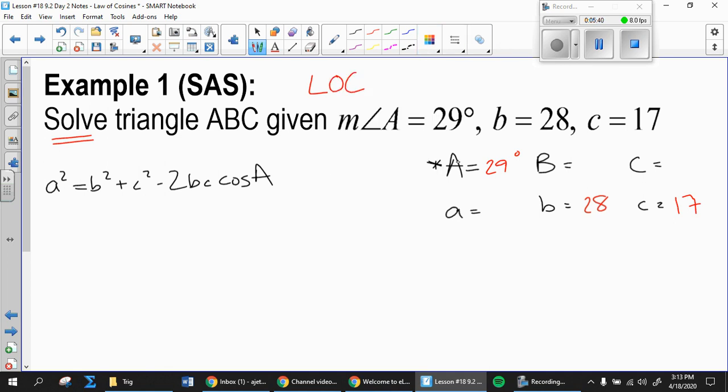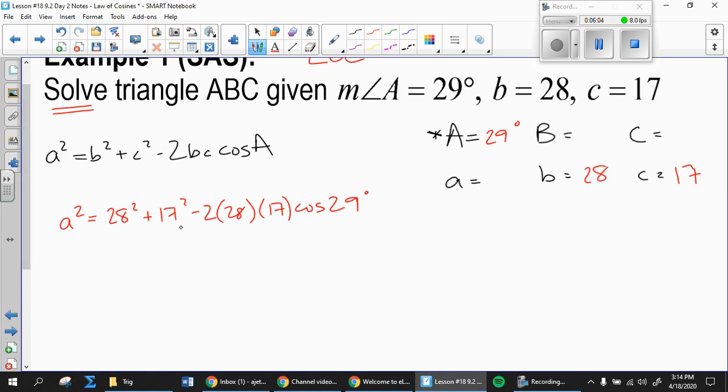Because angle A is the one that's given, let's go ahead and fill that in. So a squared equals 28 squared plus 17 squared minus 2 times 28 times 17 times cosine of 29 degrees. Now, the best thing about these types of problems is that if I look at the right side of my equation, there is no variable.